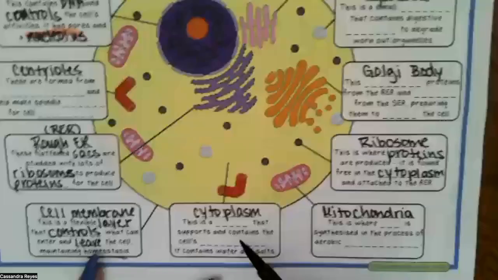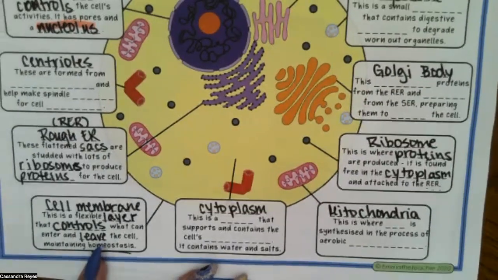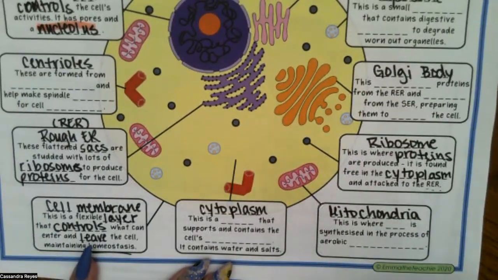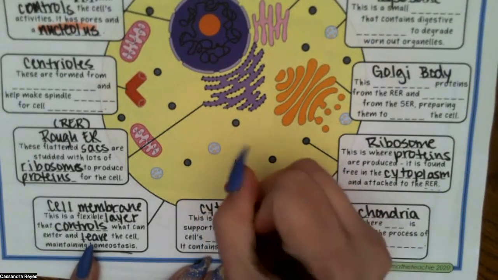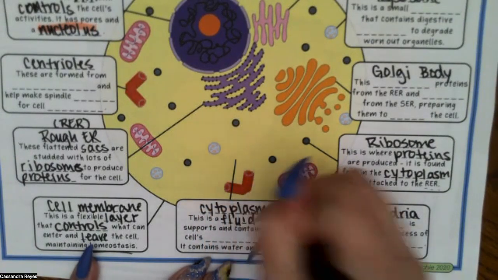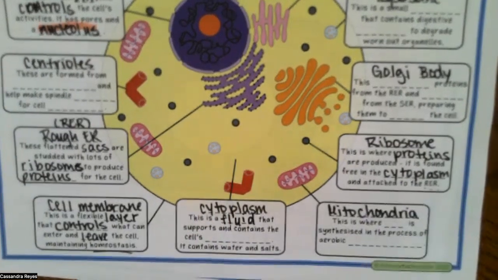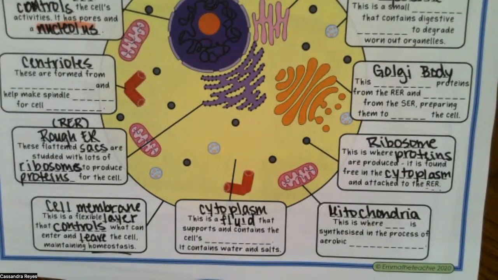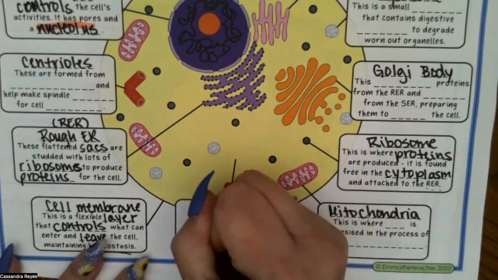All right, on to our cytoplasm, because like I said, it got name dropped. Our cytoplasm is going to be this fluid, and I like to think of it as more like grape jelly or something. It's not purple. Maybe peach jelly? Anyways, this is a fluid that's going to support and contain the cell's organelles.